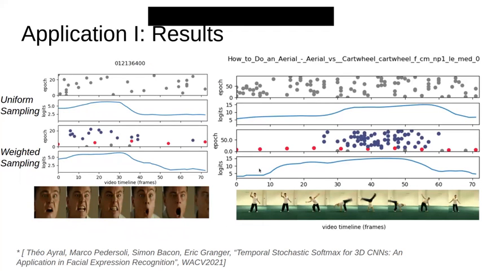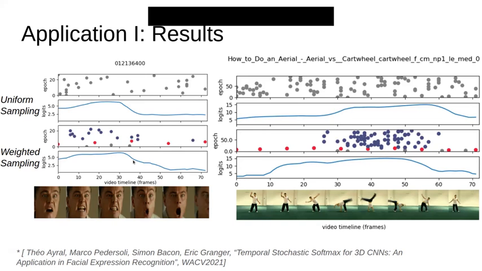Here we can see an example. We have a sequence on the bottom left, a sequence of a video where the actor is expressing some emotion. And on the right, we tried the same also for actions. In this case, we have a person in a video performing a cartwheel. What we see at the top is the estimation of the importance of the emotion over frames with uniform sampling. And lower, we see the same estimation with weighted sampling.